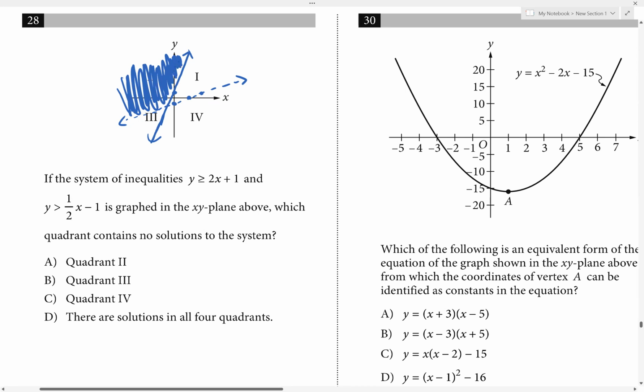Based on that, we have solutions in quadrant 1, this part, and then quadrant 2, and of course quadrant 3. But we do not have anything in quadrant 4. So although the second inequality goes through quadrant 4, the overall solution, the overlapping region, only goes through quadrants 1, 2, and 3. So quadrant 4 does not have a solution. That's the answer for 28. So letter C for 28.